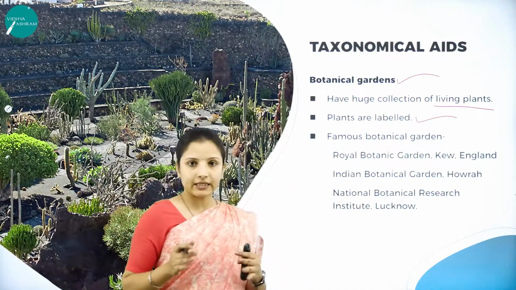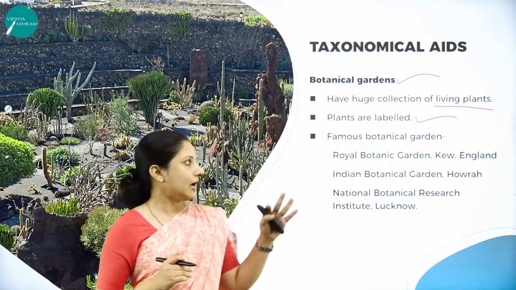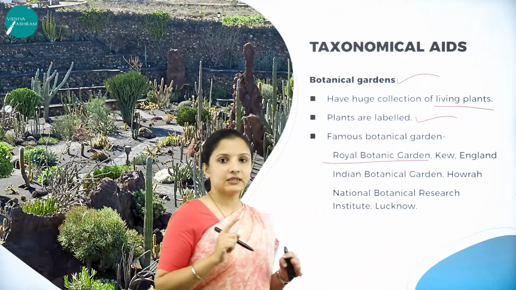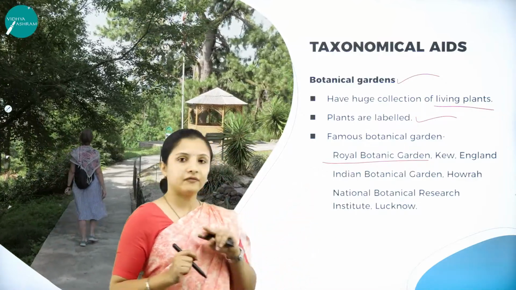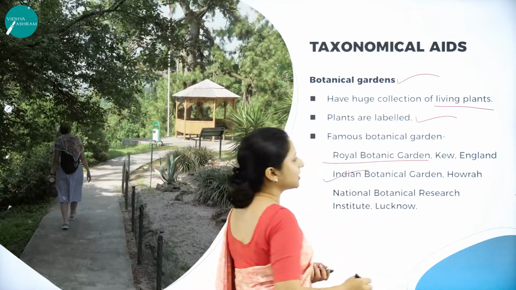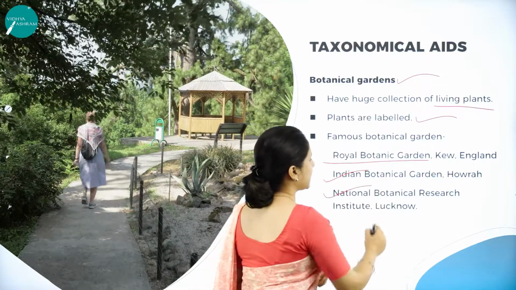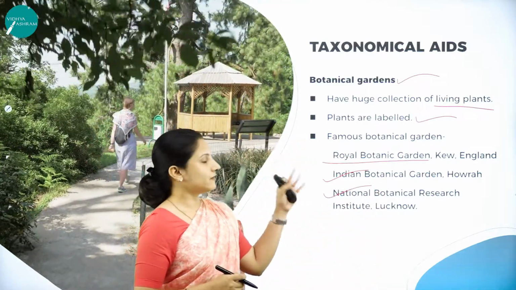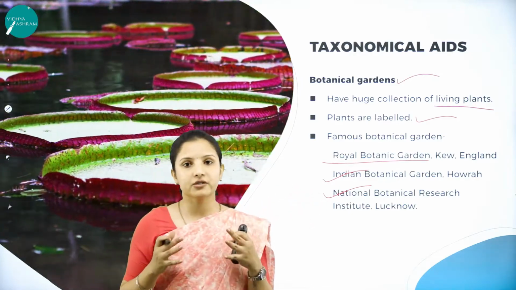There are a few famous botanical gardens. One is in England. It is the largest botanical garden in England, and it is called the Royal Botanical Garden. It is present in Kew, which is located in England. In India, we have two important botanical gardens. One is the Indian Botanical Garden, which is present in Howrah, and one more, the National Botanical Research Institute, that is present in Lucknow.